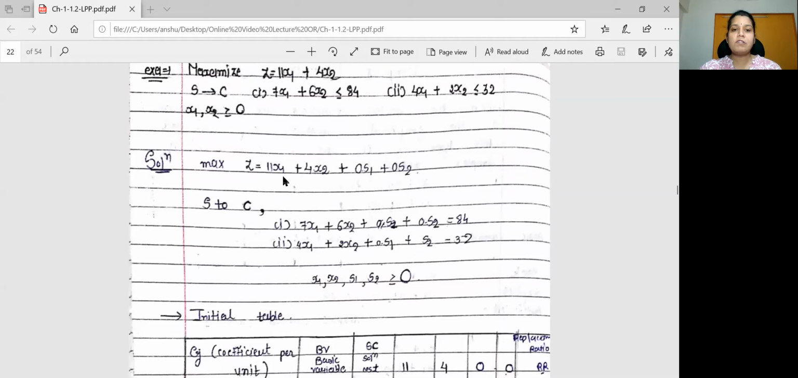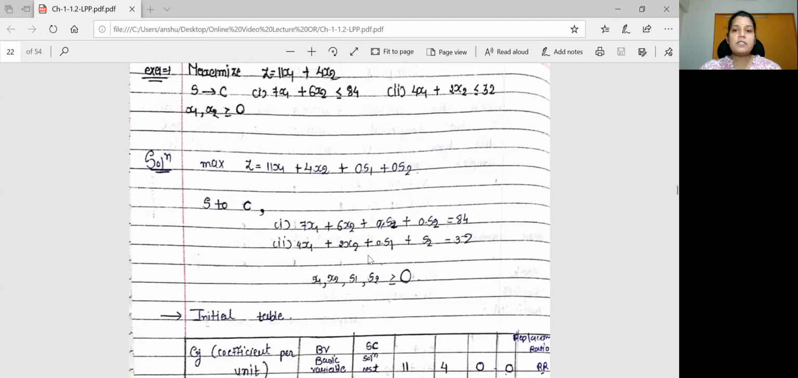Maximize z = 11x1 + 4x2. Okay, slack variable, we do not have to use it for the first time here. Okay, so subject to constraints, the first equation is 7x1 + 6x2 ≤ 84. We have already seen that if our equation is in less-than-or-equal-to form, then we convert this inequality into equality form. So we use a slack variable, that means s1. So 7x1 + 6x2 + s1 = 84.